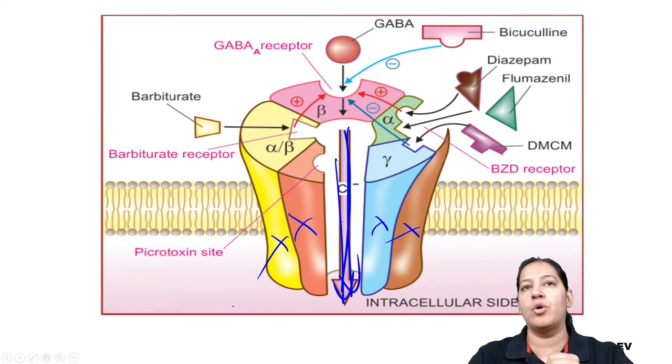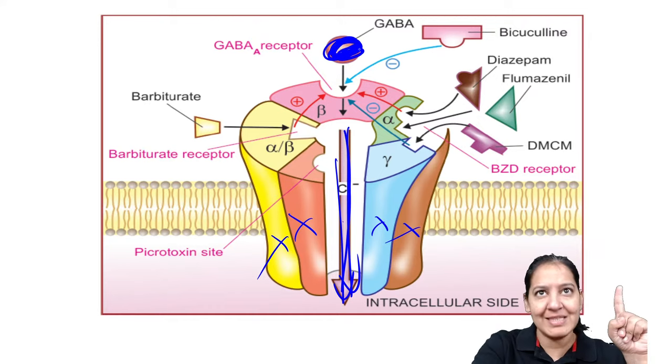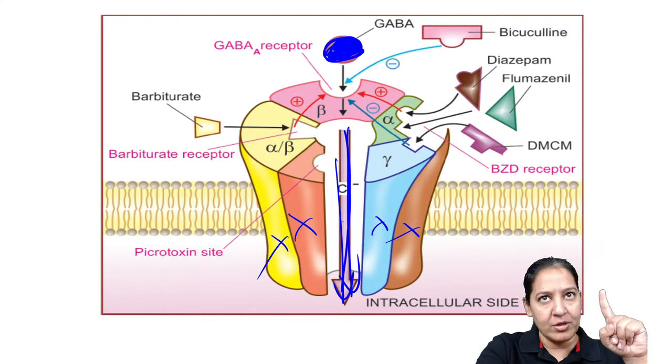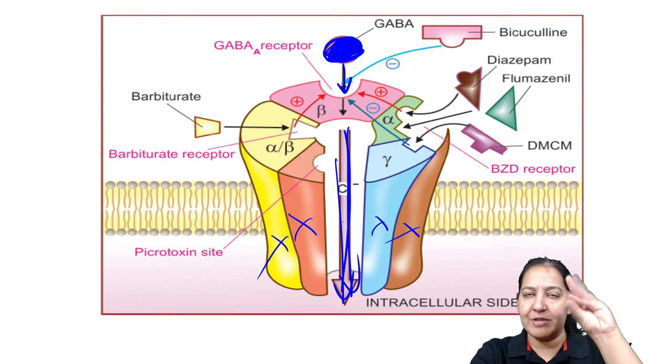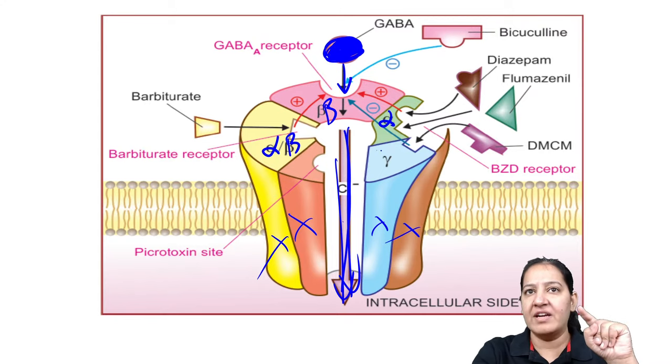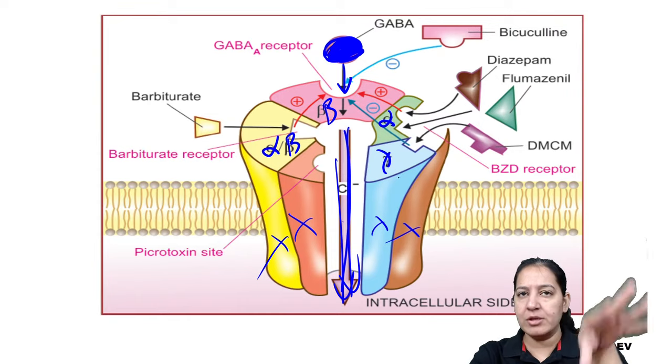This is the basic you should know. So what is happening actually? See, the GABA is synthesized and comes out in the space. After coming out, it goes to the neuron. On the neuron, there are five receptors of GABA: one alpha, two alpha, one beta, two beta, and one gamma. Total five receptors. So the GABA will act on its receptor.